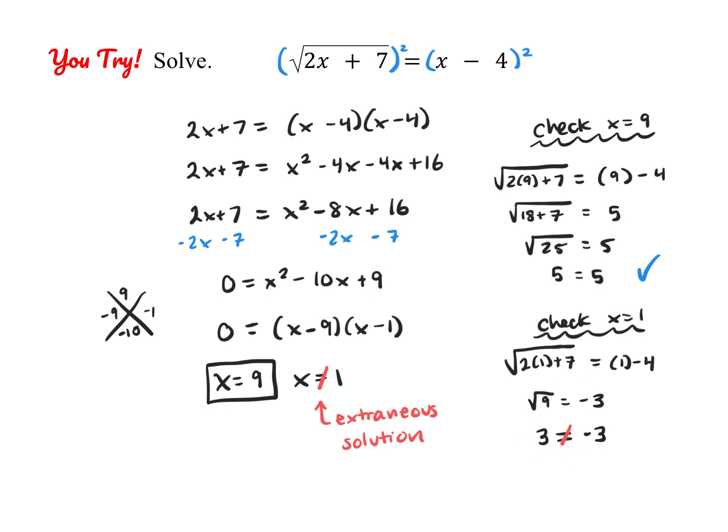I do want to point out that while it is fairly common to end up with two possible solutions and then one of them ends up being extraneous, it's also possible to have two solutions. So just because one works doesn't mean the other one won't. It is possible to have two solutions, one solution, or no solution when you're doing these types of problems.